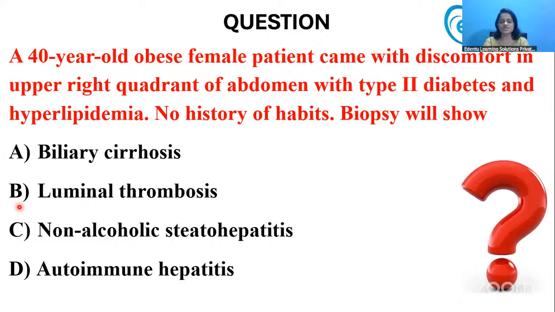Next question. A 40-year-old obese female patient came with discomfort in the upper right quadrant of the abdomen, with type 2 diabetes and hyperlipidemia. No history of habits. The biopsy will show?